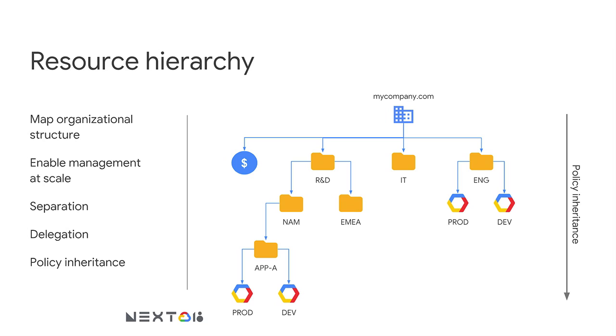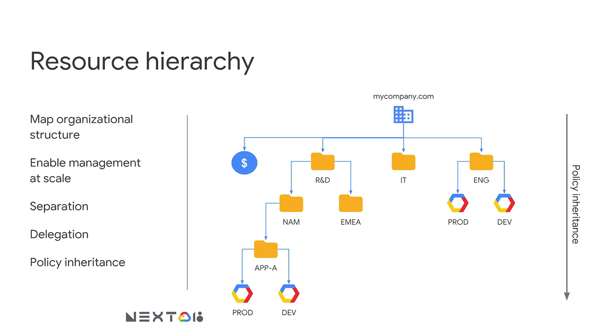You can use folders to create boundaries and separation between different entities in your organization, so that users in that entity, in that department, can operate only within the boundaries that are allocated to them. In this example, mycompany.com has created 3 folders, one for IT, one for engineering, one for R&D. And folders can be nested so that each individual team can then organize resources within their domain according to criteria such as environment or team or application.